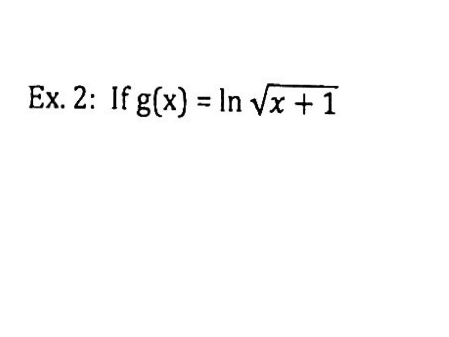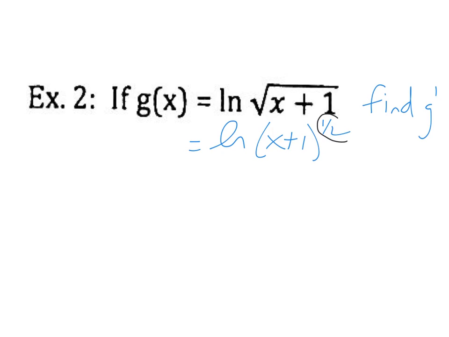I forgot to say find g prime. I thought I did when I typed these up, but find g prime. So we have natural log of the square root of x plus 1. This is the same as taking natural log of (x plus 1) to the 1/2, since square root is the same as the 1/2 power. I'm going to go back to black. For you OCD people, you might get bothered, but that's alright. Now we can simplify this because we could take this exponent and put it out in front. So we have 1/2 ln of (x plus 1).